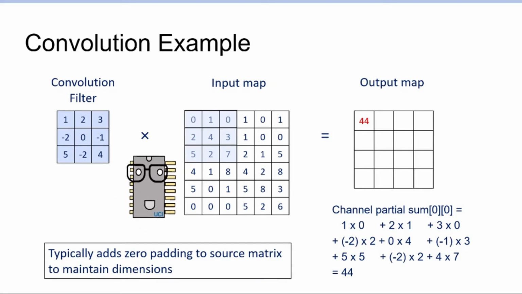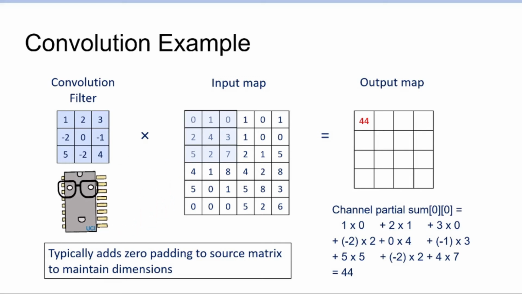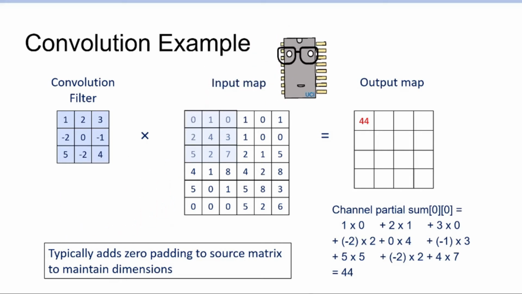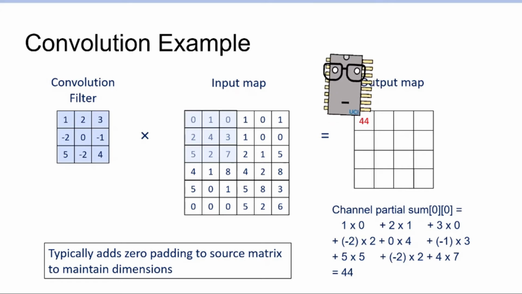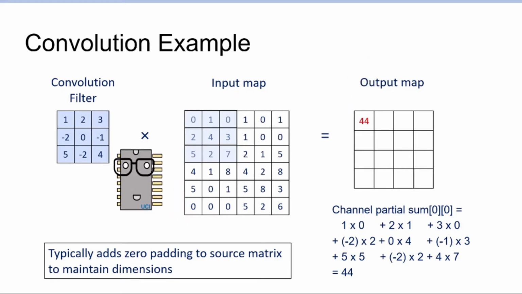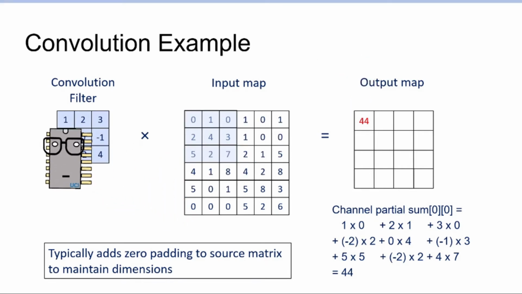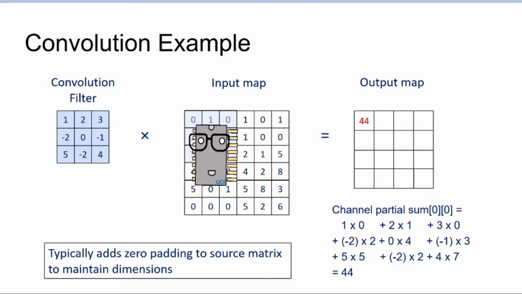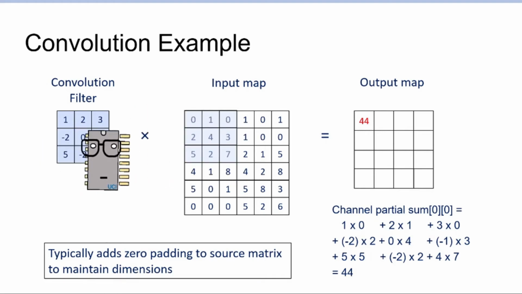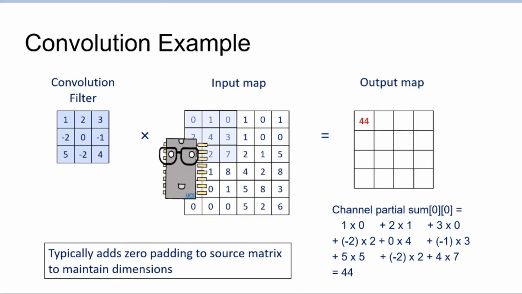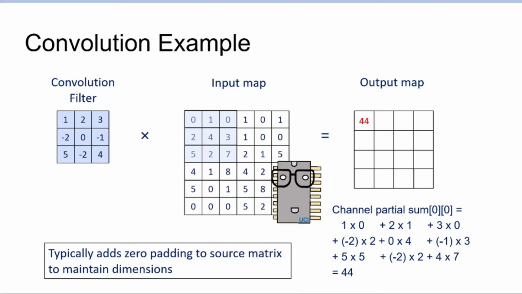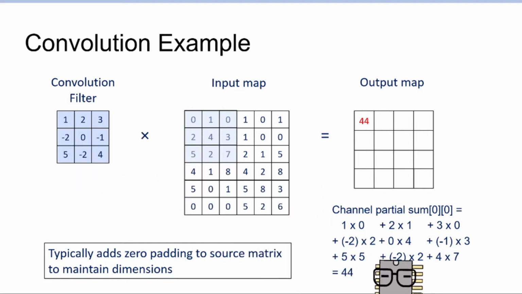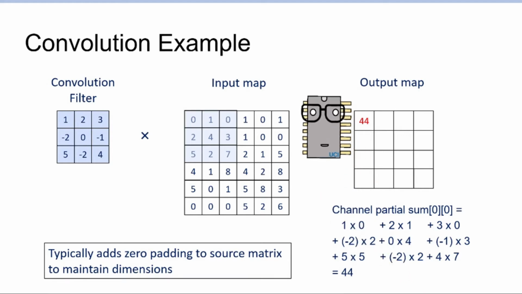Anyways, so say we want to apply this convolution filter to this input map to obtain an output map. So the computation that would be actually done is multiply the values in the same sublocations pretty much. 1 multiplied by 0, 2 multiplied by 1, 3 multiplied by 0, -2 multiplied by 2, 0 multiplied by 4, so on and so on and so on, and then add everything together, which results in a value of 44, and you write the value to the output map.